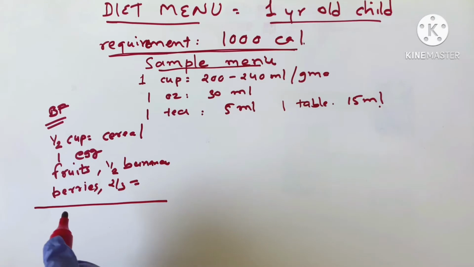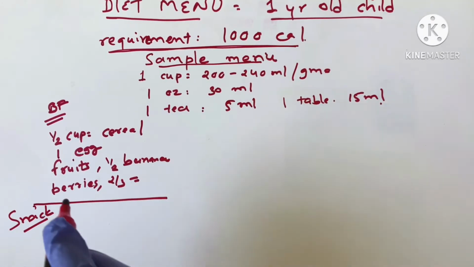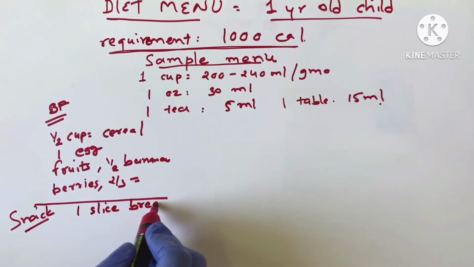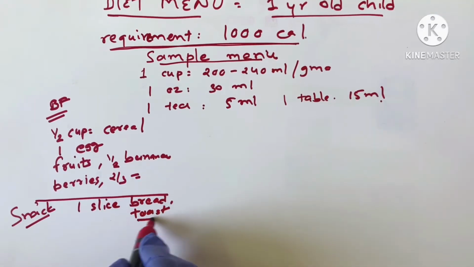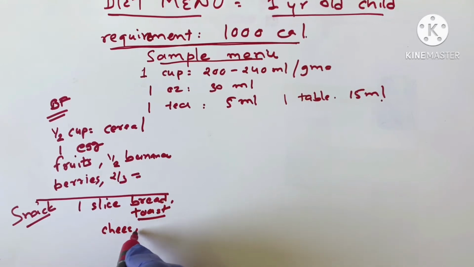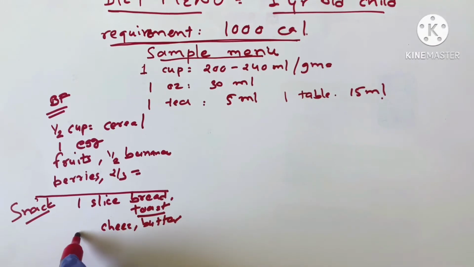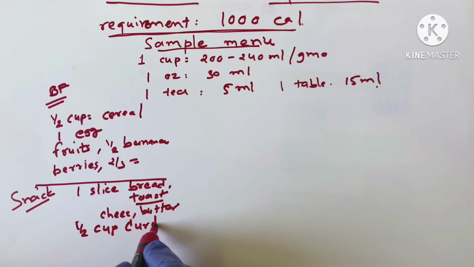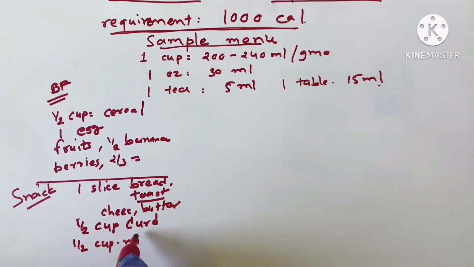The second serving we can keep as a snack, where you can give 1 slice of the bread or the toast. You can apply some cheese or butter on it. You can keep half cup of curd or the yogurt. You can give half cup of the milk as well.